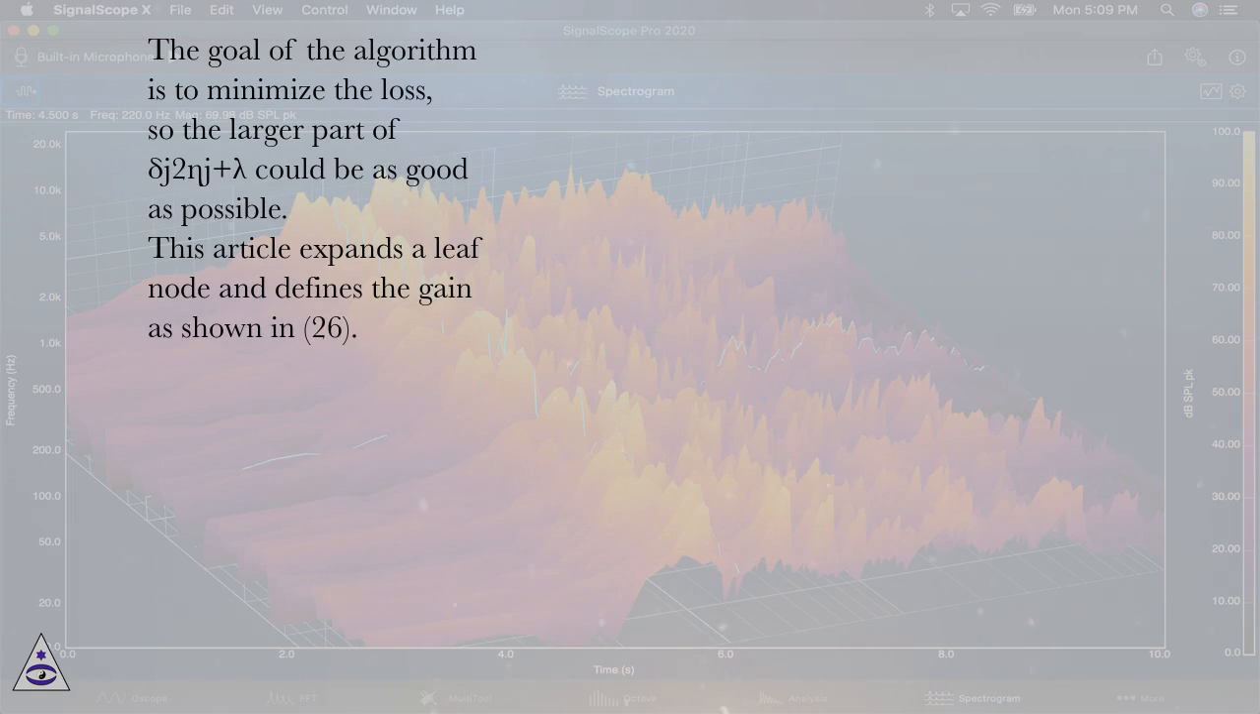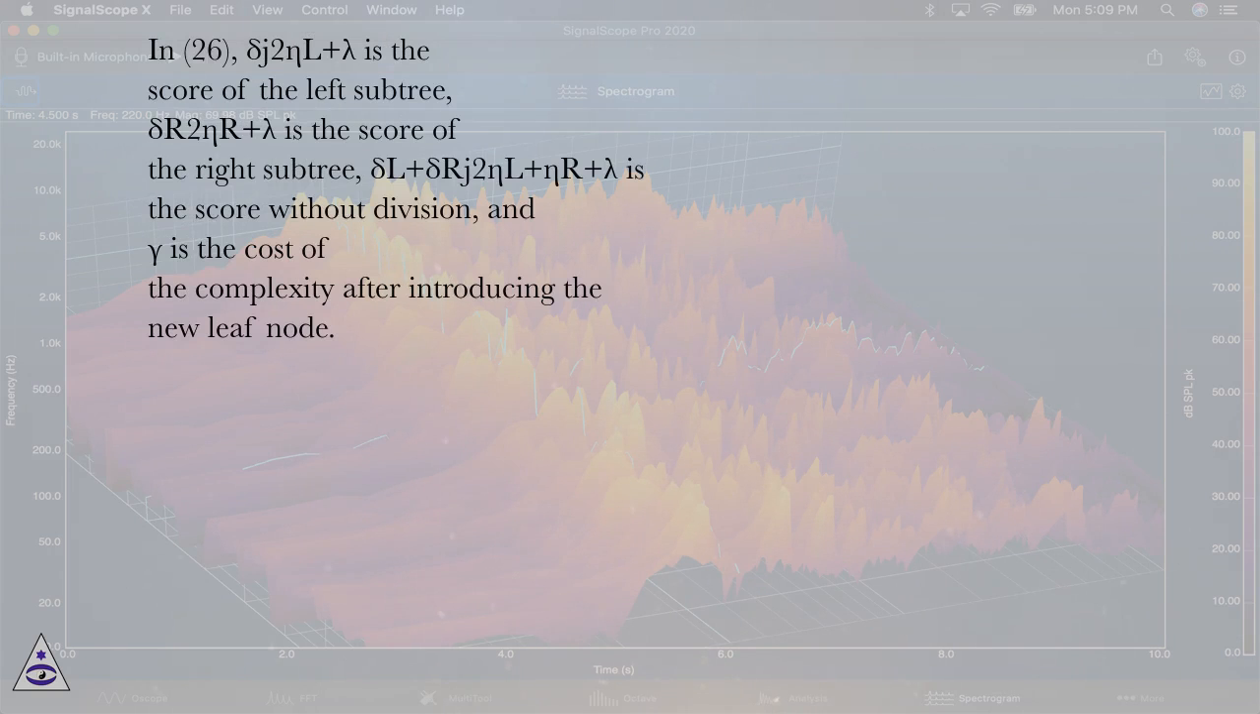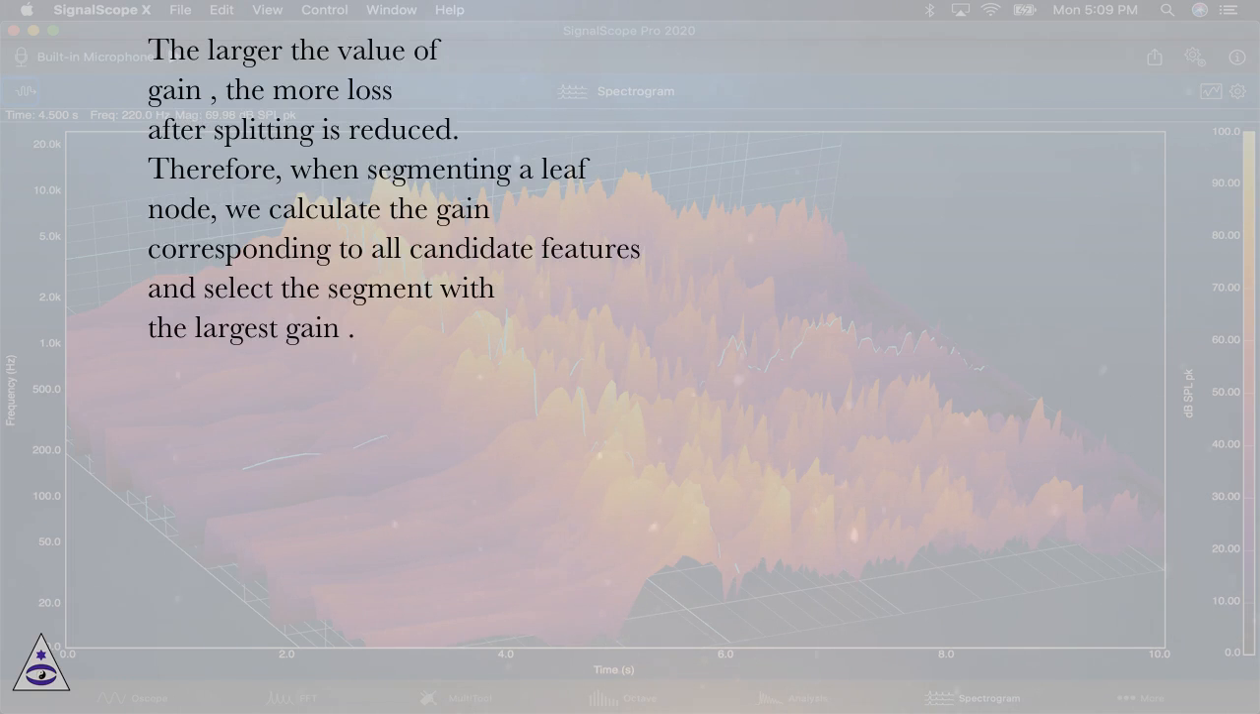This article expands a leaf node and defines the gain as shown in 26. In 26, G_L squared over H_L plus lambda is the score of the left subtree, G_R squared over H_R plus lambda is the score of the right subtree, and G_L plus G_R squared over H_L plus H_R plus lambda is the score without division, and gamma is the cost of the complexity after introducing the new leaf node. The larger the value of gain, the more loss after splitting is reduced.